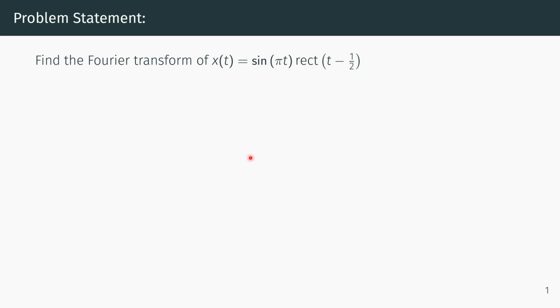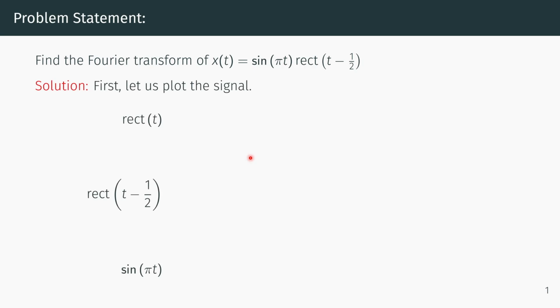We are asked to find the Fourier transform of this signal x of t, which is given by sin(pi t) times rect of (t minus half). So let us solve this problem by plotting each of the signals involved here. First, let us plot the signal rect of t, whose plot looks like this. It is a rectangular function from minus half to plus half, with amplitude of 1.